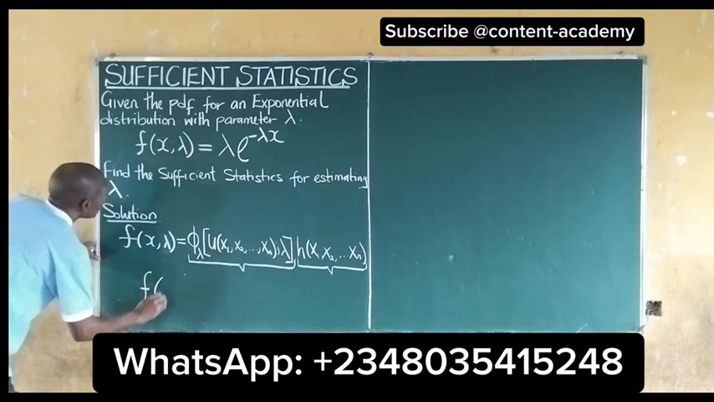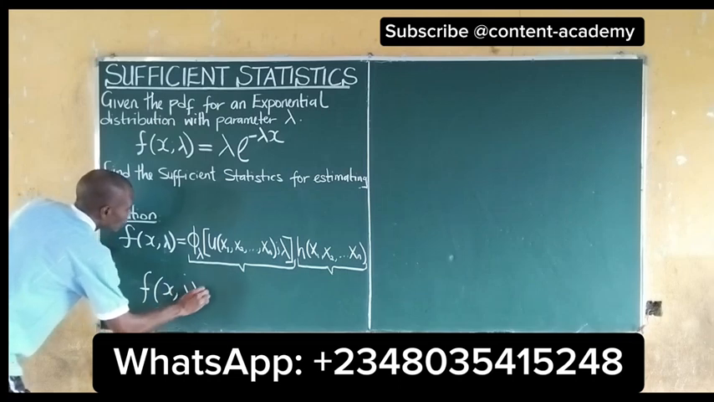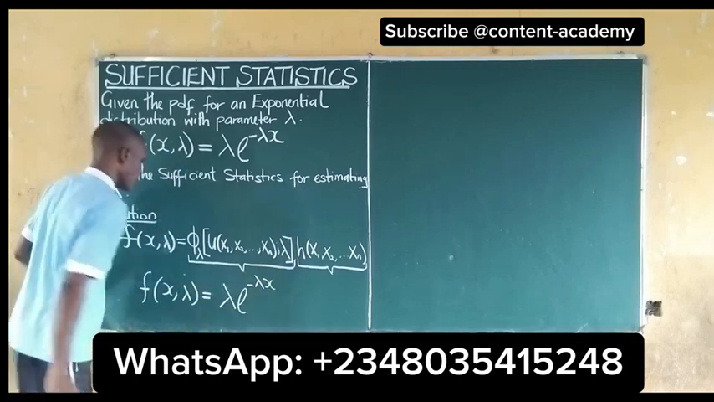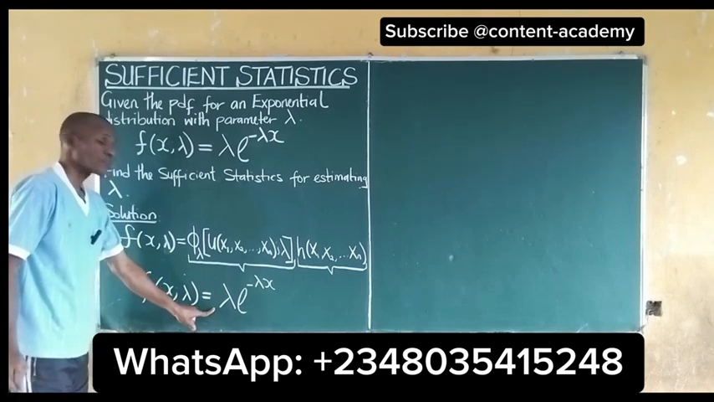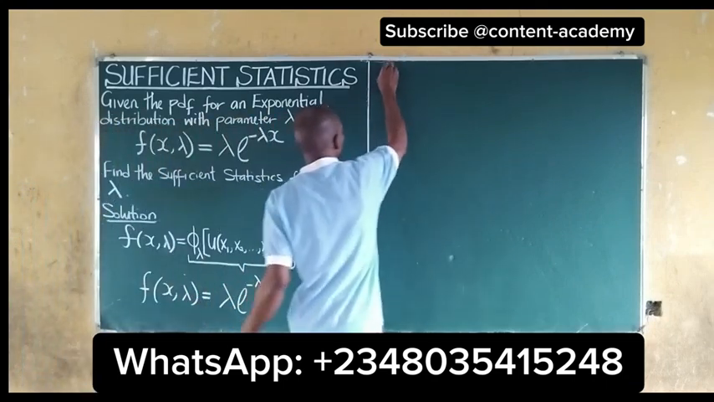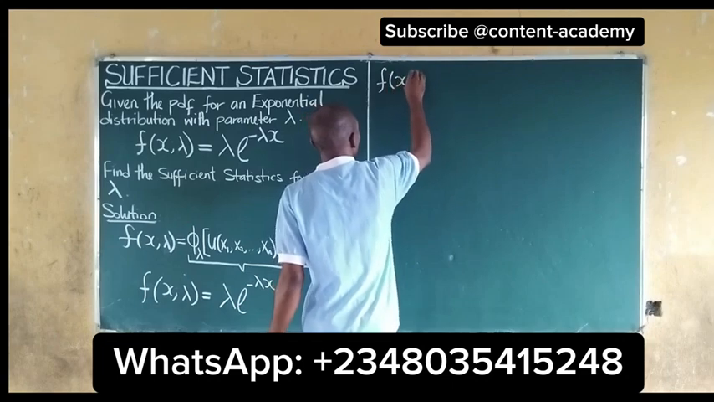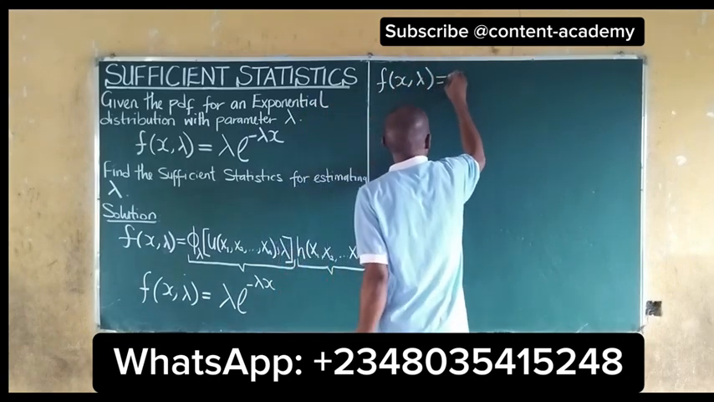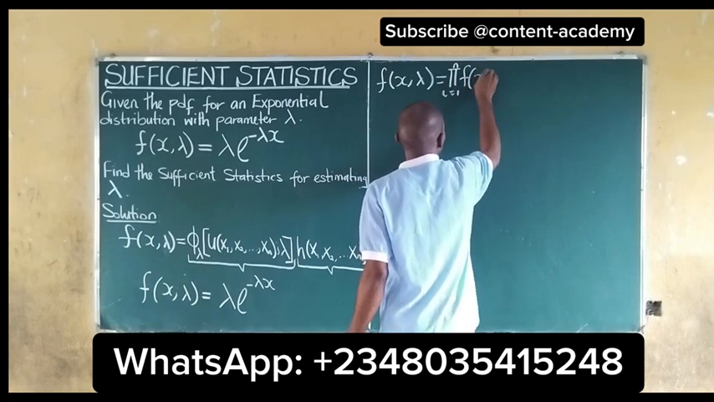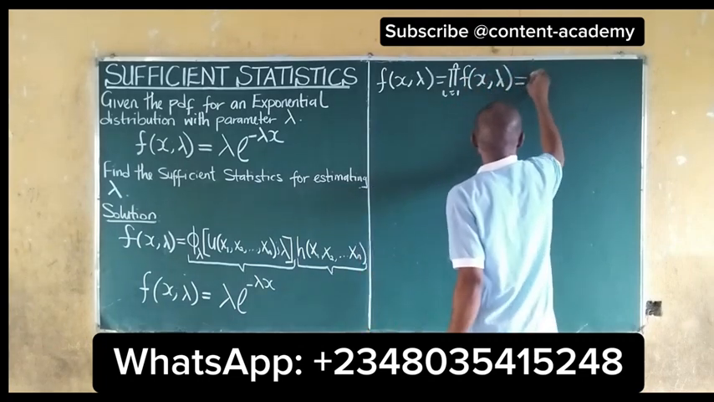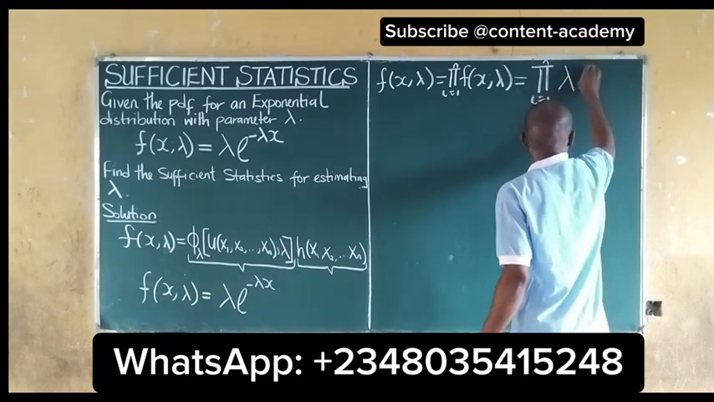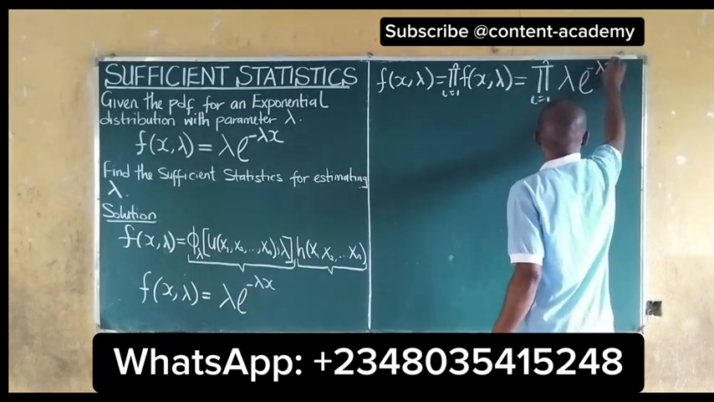Now, we are given the PDF to be equal to lambda exponential negative lambda x. What do we do next? The first thing to do is to take the likelihood function or the product sum. So we'll take the product sum. If you are taking the product sum, it becomes the product sum for the given PDF, which can be written as this: lambda exponential negative lambda x.